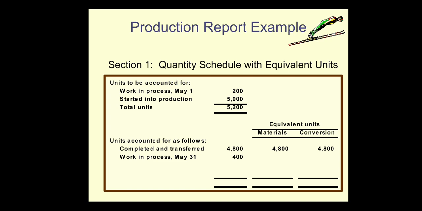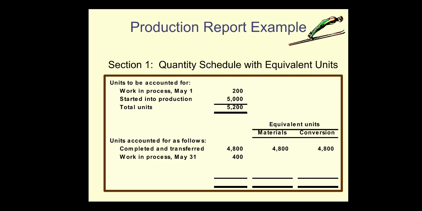So the first thing that you have to do is to prepare the section 1. In section 1, you have to show quantity schedule with equivalent unit. First, you have to show unit to be accounted for. Unit to be accounted for is related to the input during the month. So during the month, work in process is 200 unit, and then unit started into production is 5,000 unit. Total equal to 5,200.